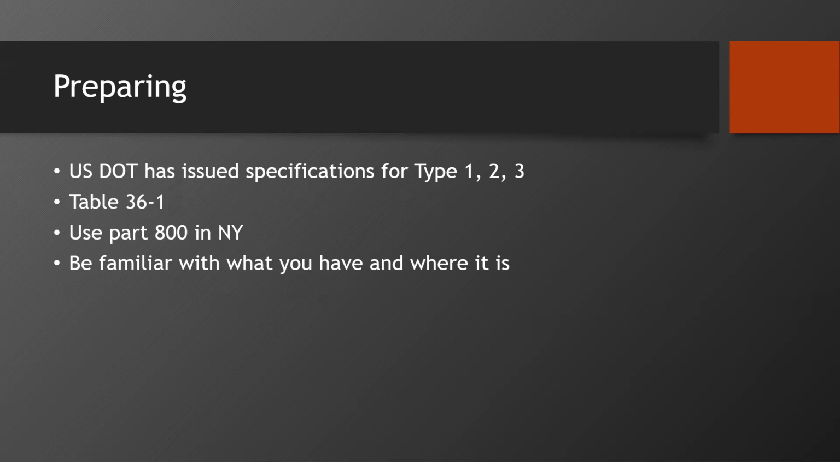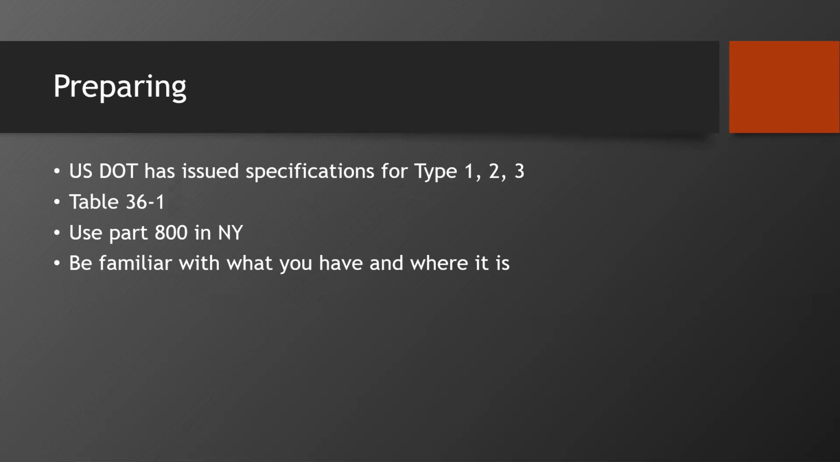All right. Preparing. So the United States Department of Transportation has issued specifications for types of ambulances. So we have three types: type 1, type 2, and type 3. Table 36-1 in your book has the pictures of the different ambulances. Use Part 800 in New York. So the DOT has the specifications and the tables. It's under Part 800 in New York.